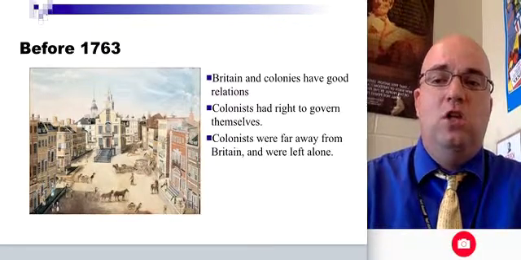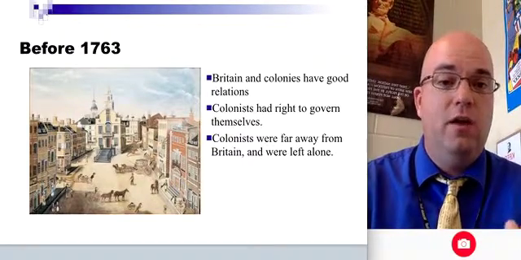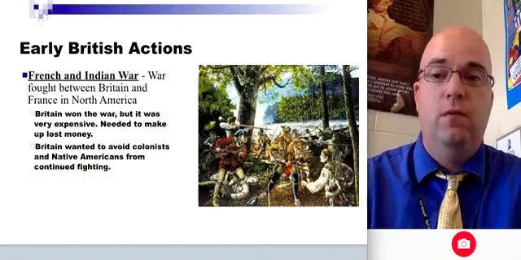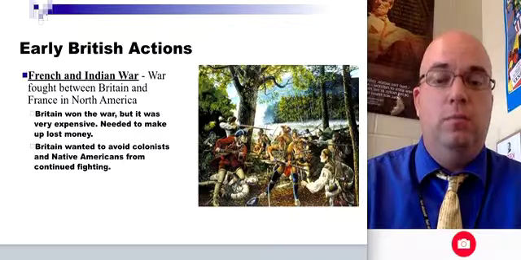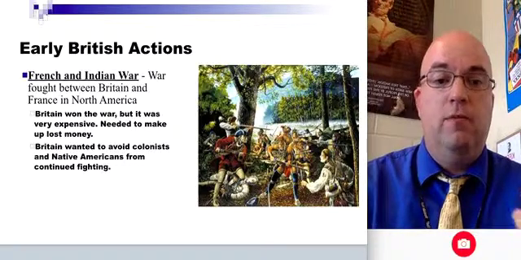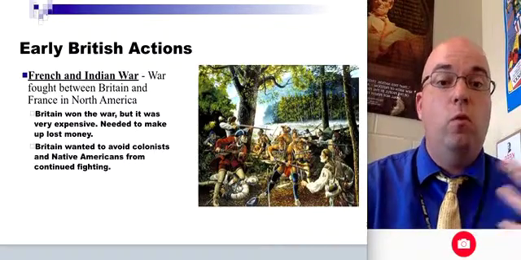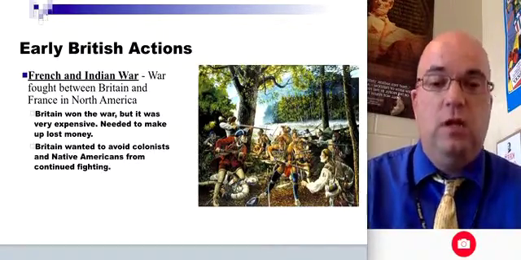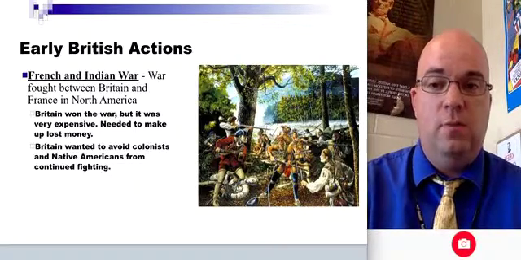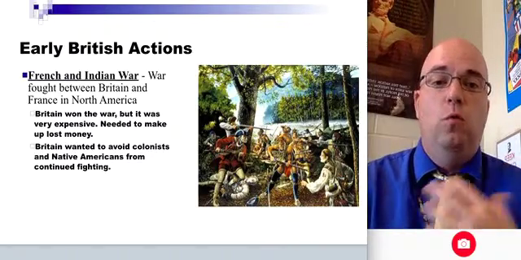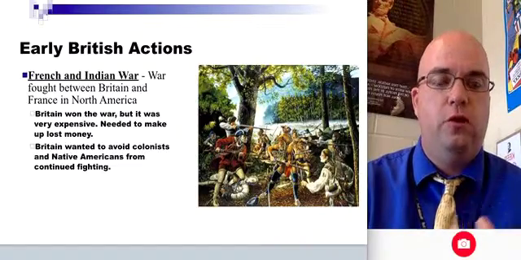This is all going to change after 1763 because of an international conflict that the colonies will be involved in. The French and Indian War was fought for 7 years between the British and the French, the countries of France and Great Britain. A lot of these conflicts took place around the world, but especially in the French and British colonies in North America. In the world, it's called the Seven Years' War, but here in the United States, we usually refer to this as the French and Indian War.